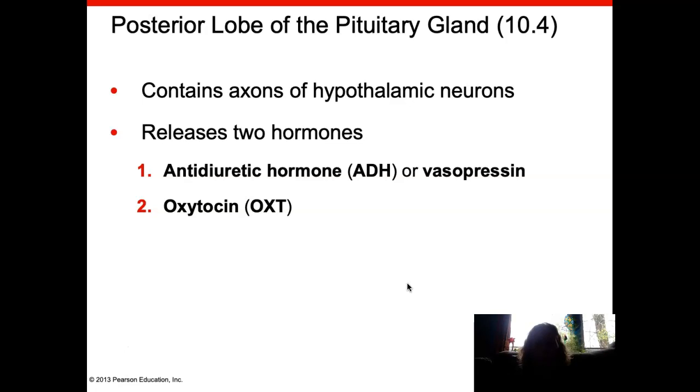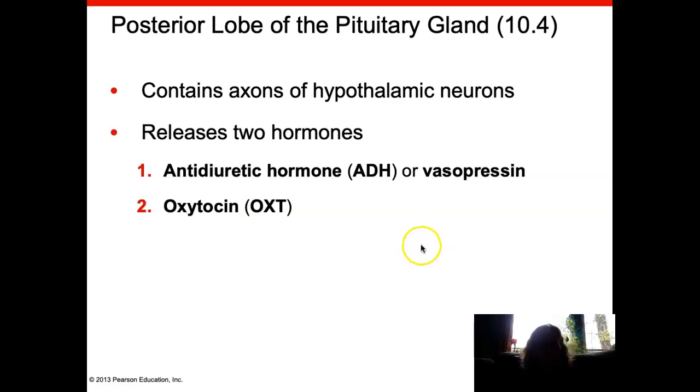Now the posterior lobe produces two hormones. It's kind of interesting because the posterior lobe is connected to the hypothalamus. The hypothalamus has neurons, and those neurons grow into the posterior pituitary, and they release the two hormones. So it's actually the neurons that are producing those hormones and releasing them from the posterior lobe.